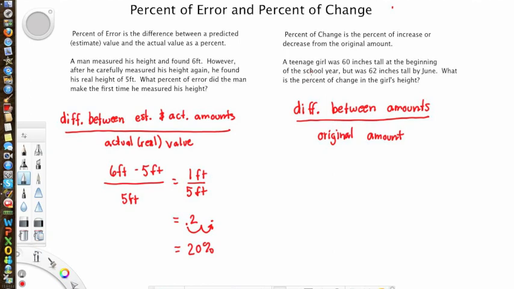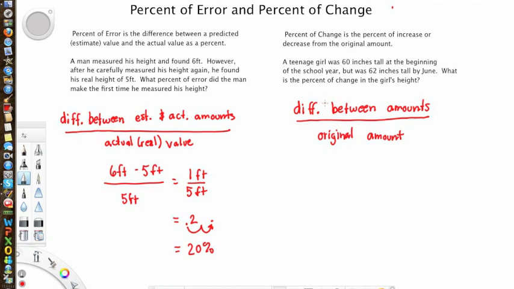Let's move on to our next sample problem in our guided notes. It's percent of change. Now, percent of change is the percent of increase or decrease from the original amount. So that means there can be growth taking place, or there can actually be loss taking place. You can have a positive or negative change in an amount of something. So let's take a look at our sample problem.